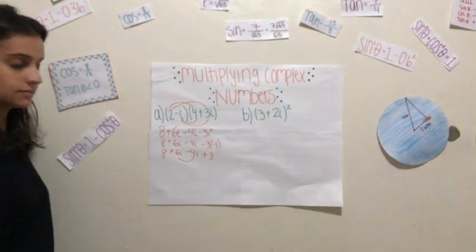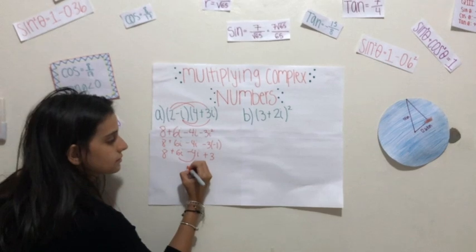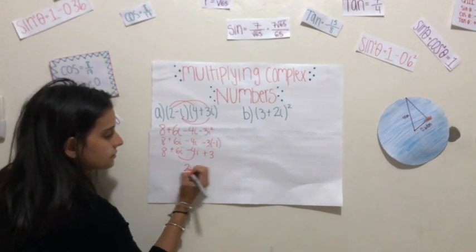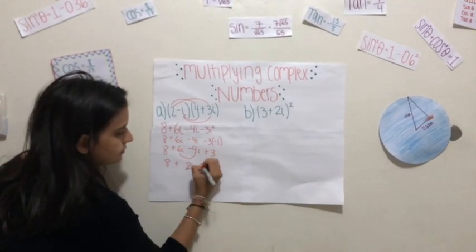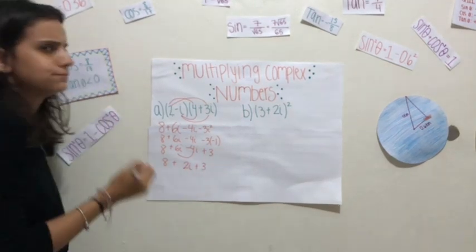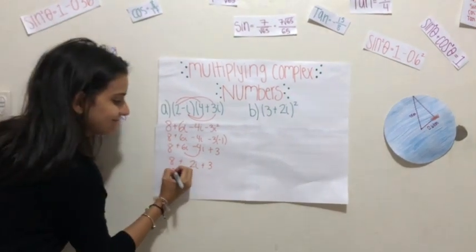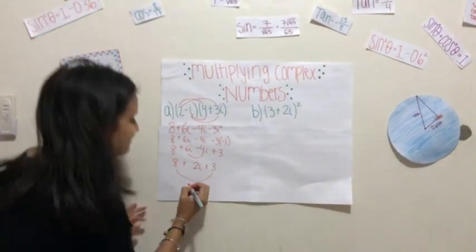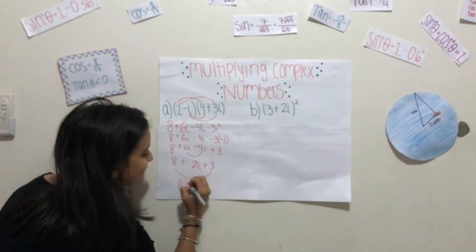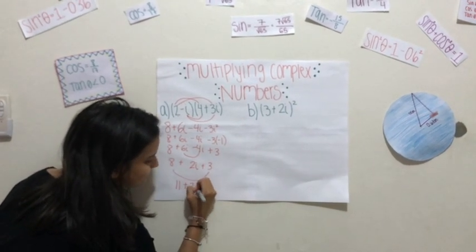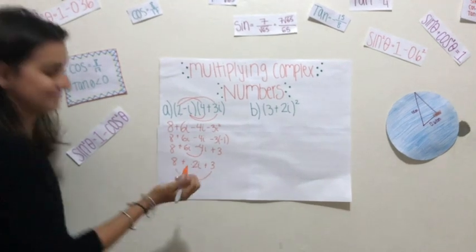Then we add like terms. And we add like terms again. And then simplify the answer, which is 11 plus 2i.